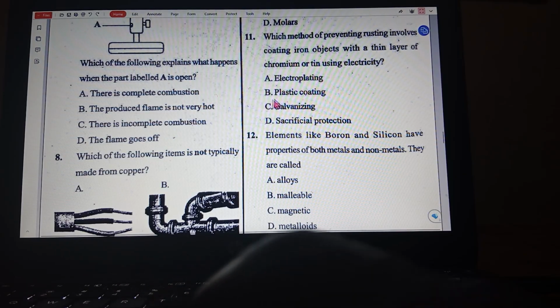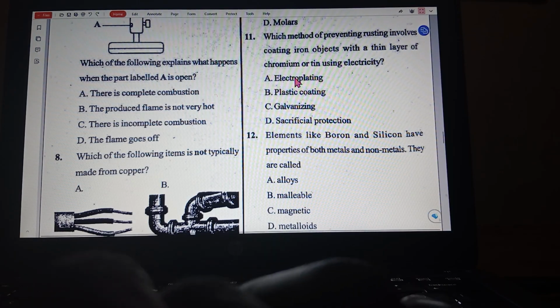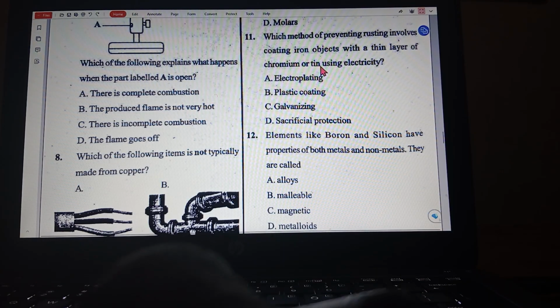Let's begin with option D, sacrificial protection. No. Galvanizing, this is coating iron with zinc. Plastic coating, this is coating iron with plastic. Electroplating, this is the correct answer. This is where we are coating iron objects with a thin layer of chromium or tin using electricity. So the answer is electroplating.